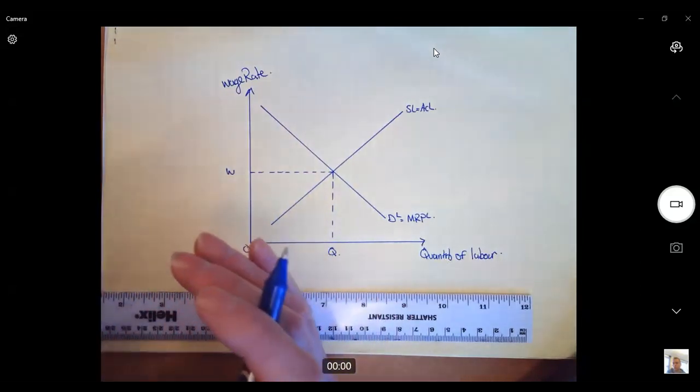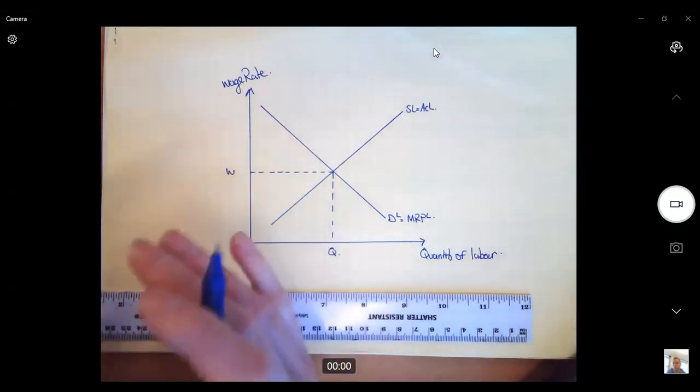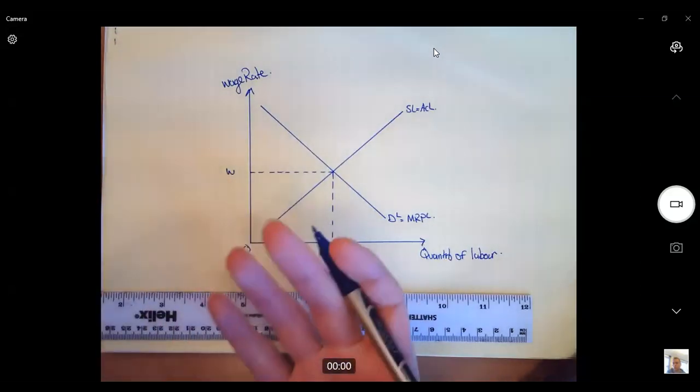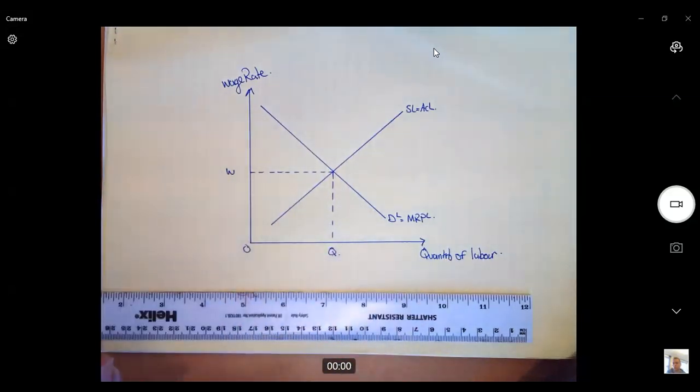The diagram for a monopsony is very different. So I would encourage you, once you finish this or before we look at the argument for trade union intervention in a monopsony labour market, to look at the separate video for the diagram on a monopsony labour market. It is on the YouTube channel.